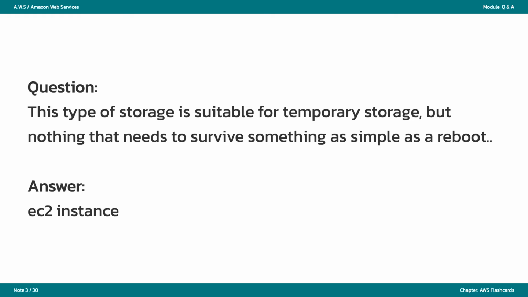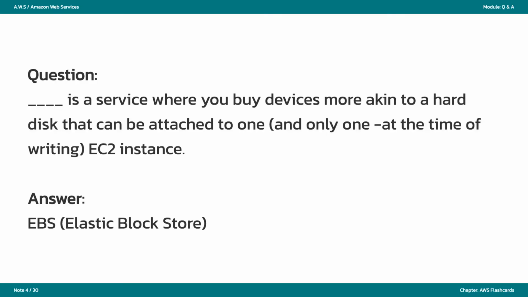Question: This type of storage is suitable for temporary storage, but nothing that needs to survive something as simple as a reboot. Answer: EC2 instance store. Question: Dash is a service where you buy devices more akin to a hard disk that can be attached to one, and only one at the time of writing, EC2 instance. Answer: AWS Elastic Block Store.